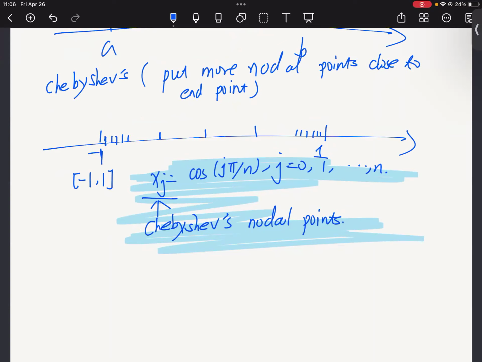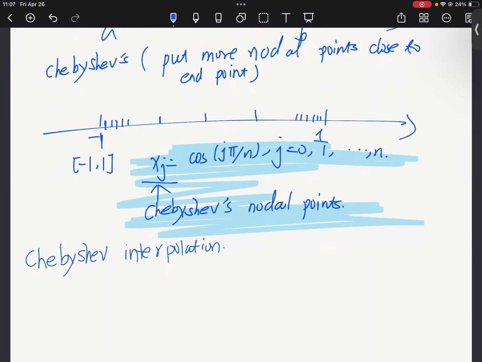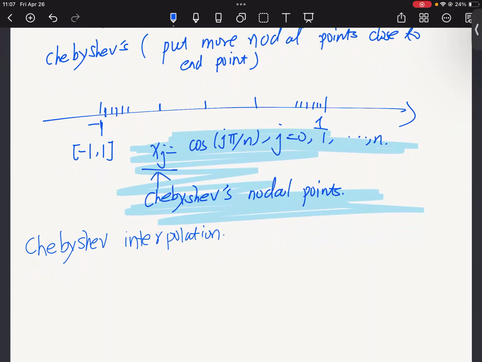So what we have is the Chebyshev interpolation. If you remember what we have learned about Chebyshev interpolation, assume we are working on the interval -1 to 1, and then the interpolation should look like this. This is our interval.